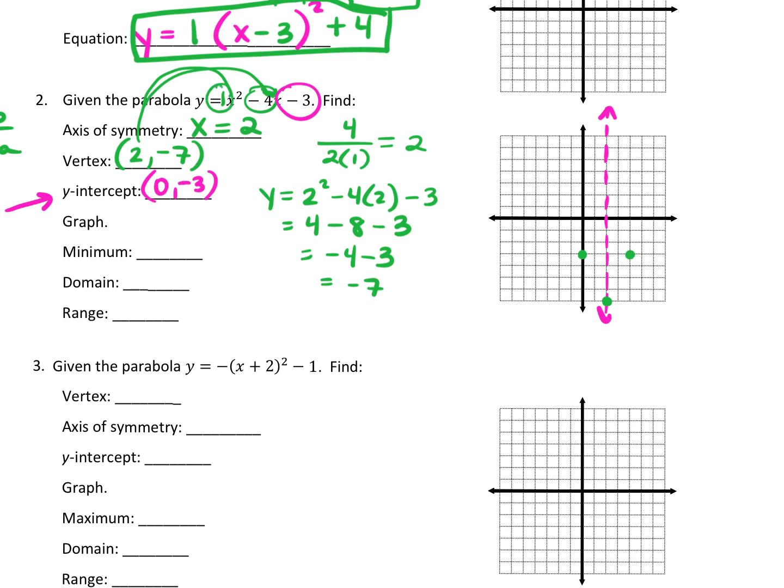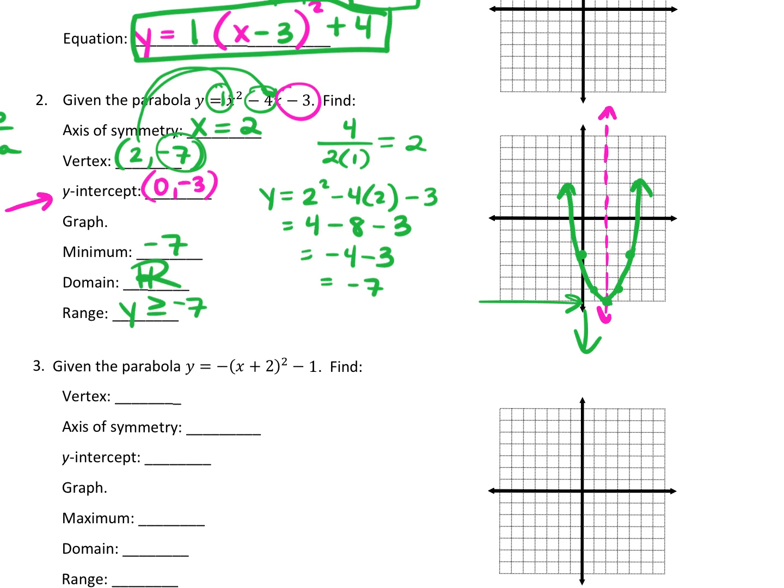And then you can do that 1 as your a value as a slope one time. So up 1 over 1 would be up 1 over 1 here. So the graph is going to look something like this. Your minimum is the y value of your vertex, so your minimum is negative 7. Domain is all real numbers every time. And then the range, your y value has to be greater than or equal to negative 7, because nothing goes below negative 7. So that'll be your range.